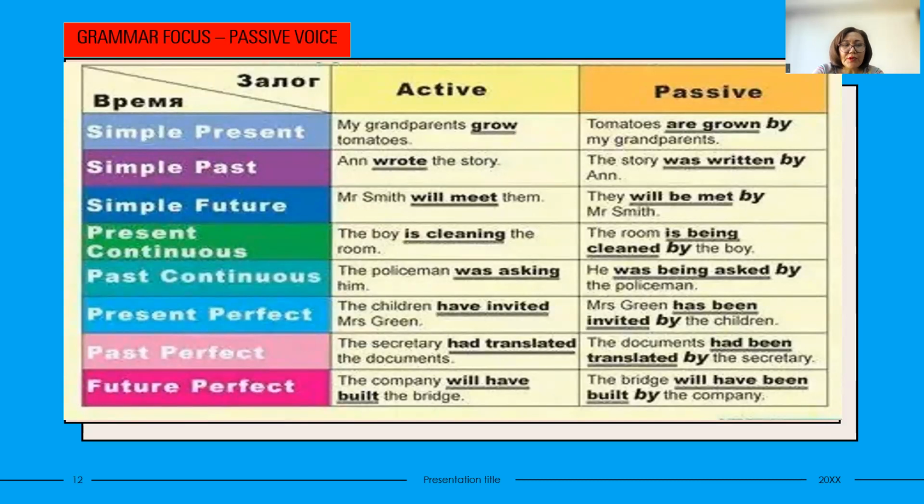So now we are going to move to the grammar focus: passive voice. In basic English, you have studied the use of passive voice before. And now we are going to do some exercises as a revision. You can see in the slide the comparison of the structure of sentences in active and passive voice. For example, in simple present, simple past, simple future, present continuous, past continuous, present perfect, past perfect, future perfect, how we can make sentences in passive. Don't forget to use the auxiliary verb be and the third form of the main verb, or past participle.